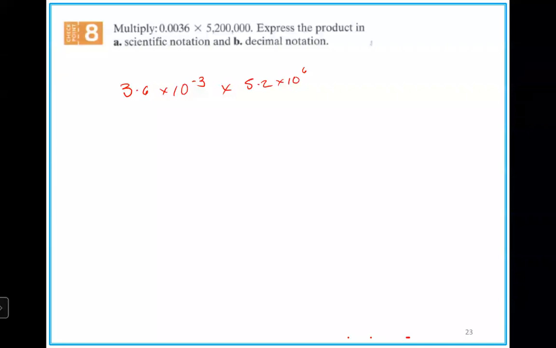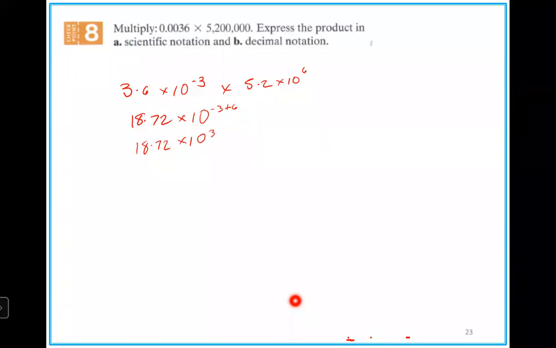Okay, so I have 18.72. Then it's going to be 10 to the negative 3, raised to the power of negative 3, plus positive 6. I left it in that form now. Negative 3 plus 6 gives you what? Positive 3. Okay.